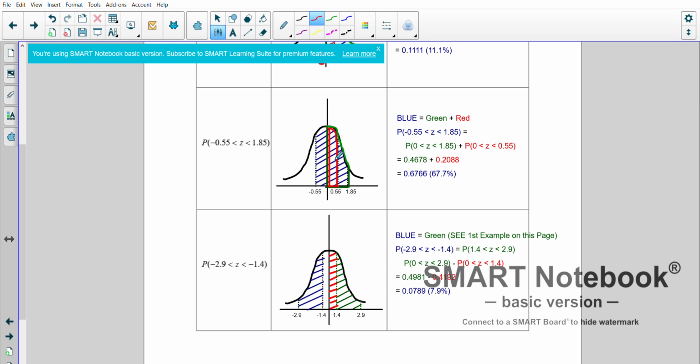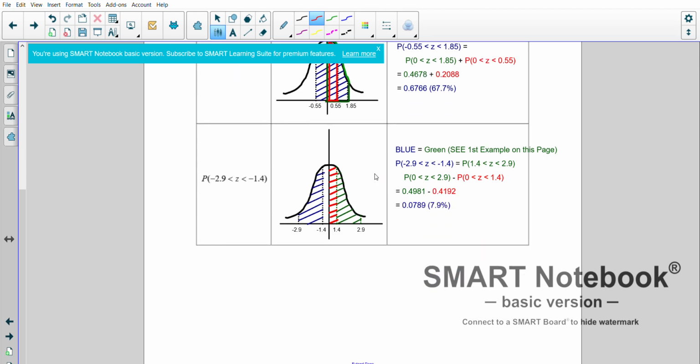So the red equals this blue piece over here, which I then add to the green to get the total area. Hopefully that made sense. So I wanted this whole blue shaded region, so I found the green. Easy enough. And I wanted this piece too, so I used symmetry, found the equivalent shaded region, which is the red one here, 0 is less than z less than 0.55 positive, and then I added them together.